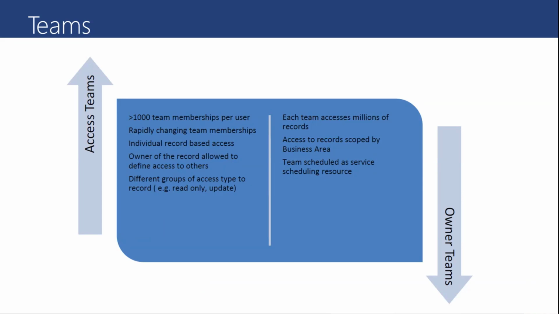And then these are some guidelines of when to use what, right? Rapidly changing team members, the access to record scope by business areas. So again, it just boils down to that. Do I know my members upfront? If I don't know the members upfront of the team, then I may want to create an access team, right? And will the membership change for each record? If the answer is yes, then I would create an access team. So there are some very high level differences between the two options, right?